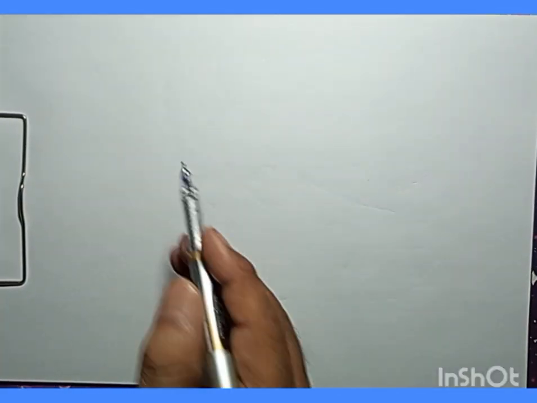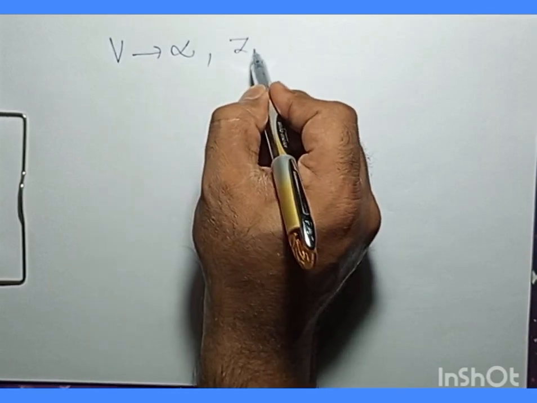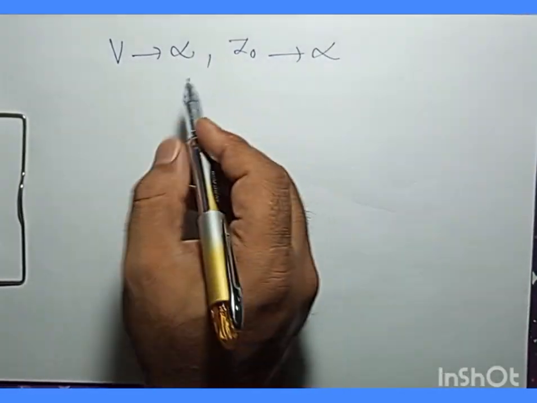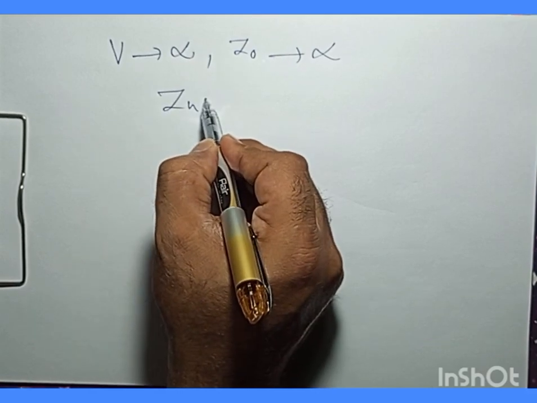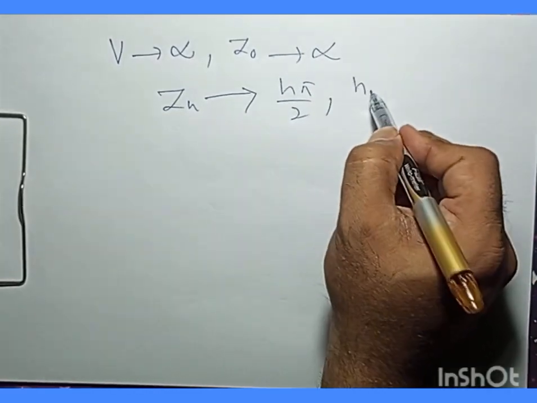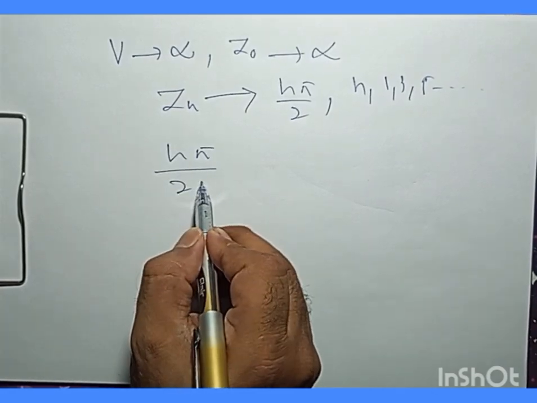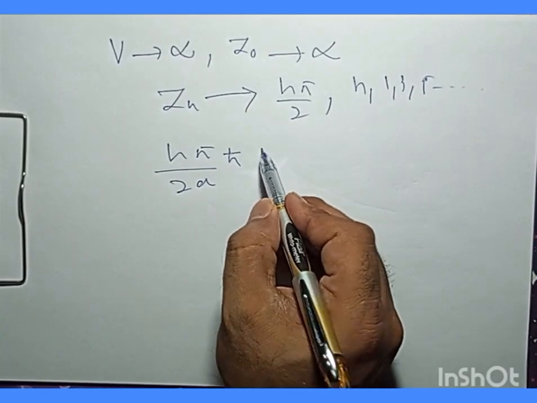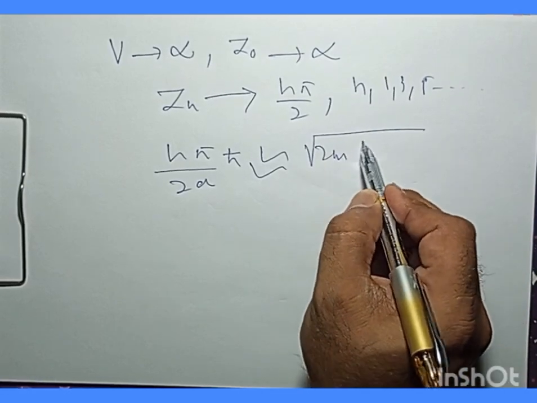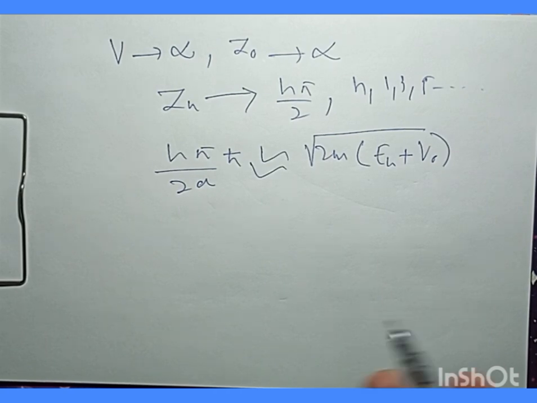We can translate this down as follows. For V naught tending to infinity, this z naught also tends to infinity. So we can say that z n, the nth of this z, will be n pi by 2, where this n can have the values 1, 3, 5, and so on. So n pi by 2a h cross will be nearly equal to the square root of 2m (E n plus V naught), because there is a complete possibility of quantization of energy. So there will be discrete energy states for the particle.